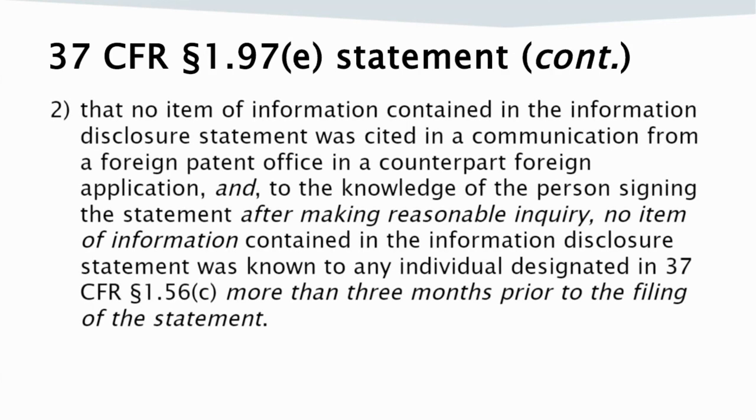The second form of the 1.97(e) statement is as follows. 2. That no item of information contained in the information disclosure statement was cited in a communication from a foreign patent office in a counterpart foreign application, and to the knowledge of the person signing the statement after making reasonable inquiry, no item of information contained in the information disclosure statement was known to any individual designated in 37 CFR 1.56(c) more than 3 months prior to the filing of the statement.